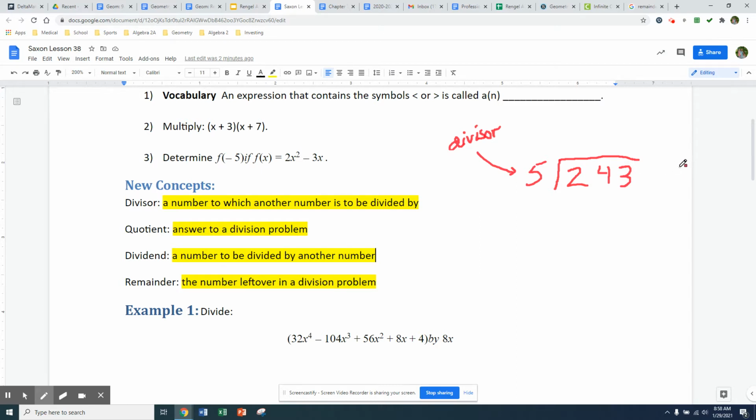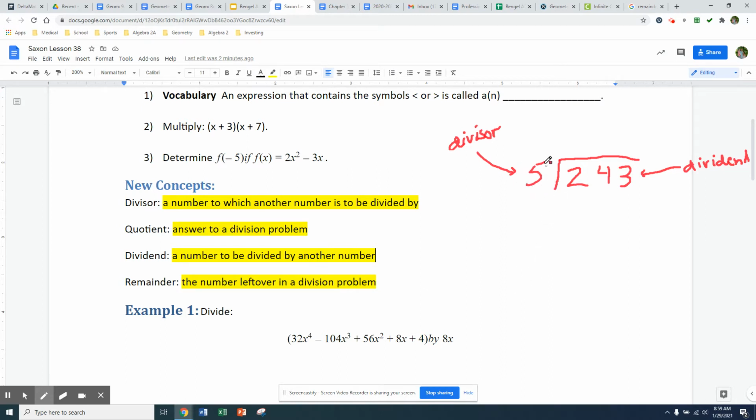Next, I'm going to go to the dividend. The dividend is the number that's being divided. So here is our dividend. Our dividend is the number that is underneath the house, per se, and that's the number that we are dividing. Now we're going to get into the process of how we do long division.